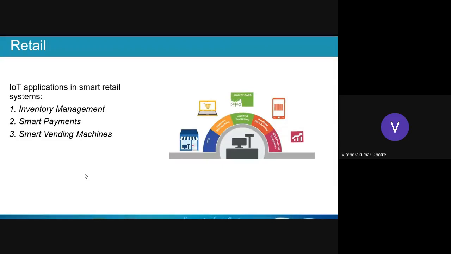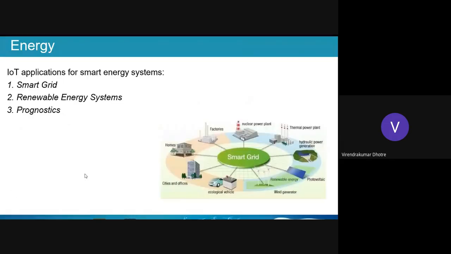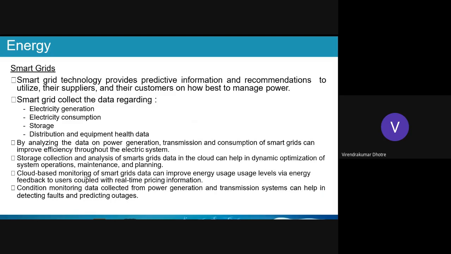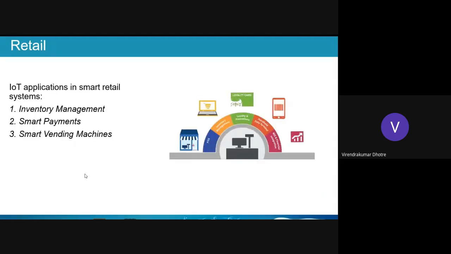Next domain is the retail domain. So this is all about energy, smart grid, renewable energy systems, and prognostics. These are the different IoT applications which are used in the energy sector. Next is retail. In retail, inventory management, smart payment, and smart vending machines. These are the system applications used.